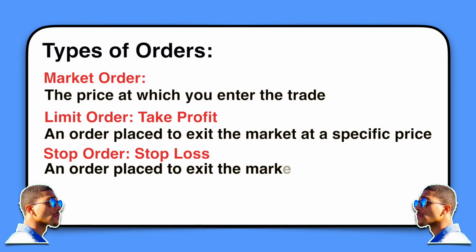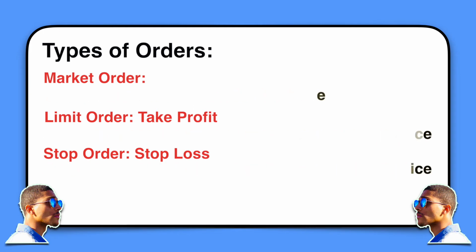Lastly, let's talk about a stop order. A stop order is an order placed to exit the market when the market reaches a specific price. It is also referred to as your stop loss. And as the name implies, stop orders stop your losses. It is a protective order, meaning if the trade is not going in the direction which you anticipated, it will limit the amount of money you can potentially lose on that given trade.